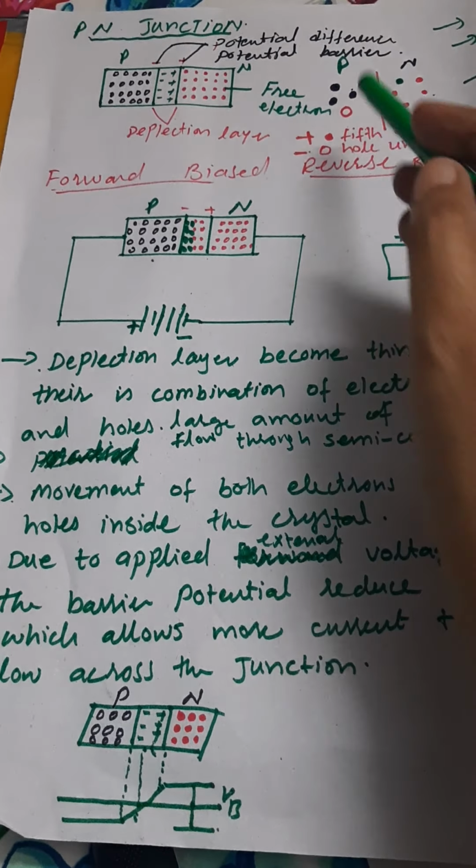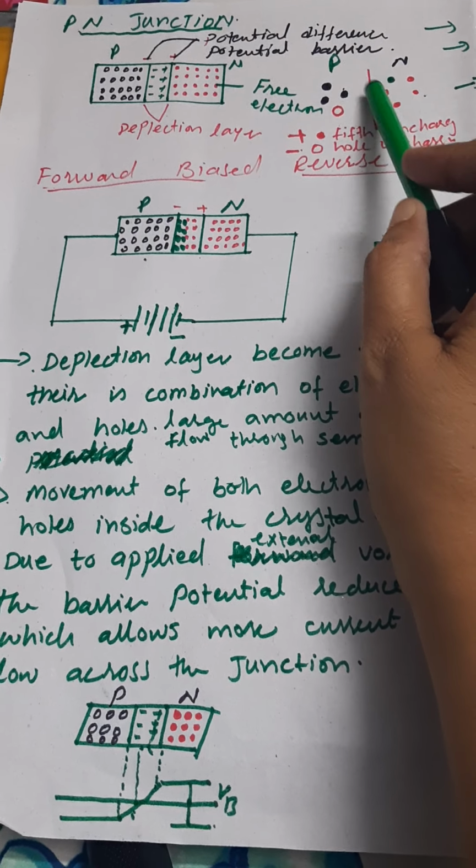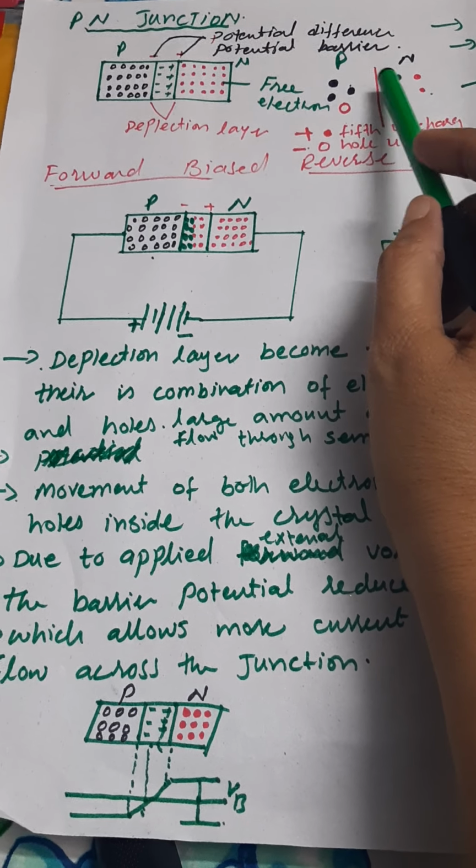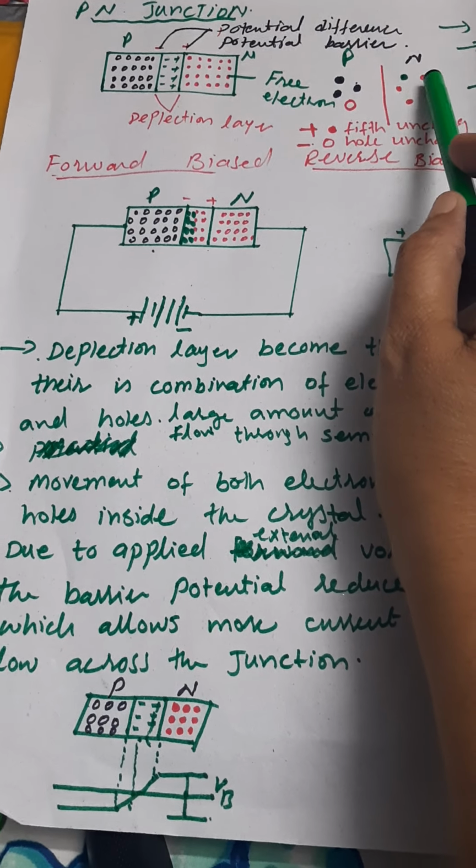आज हम पढ़ेंगे PN junction. PN junction में when the pentavalent impurity is added with the trivalent impurity, then there is a formation of a layer. This layer is known as a PN junction.